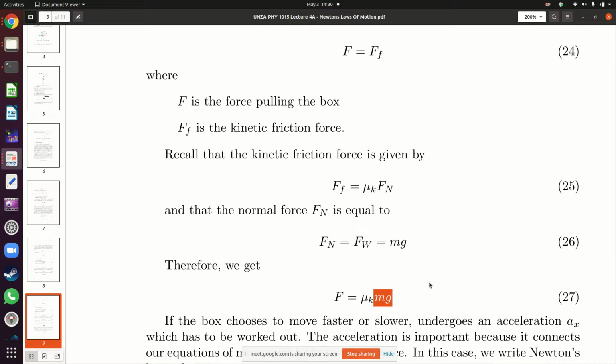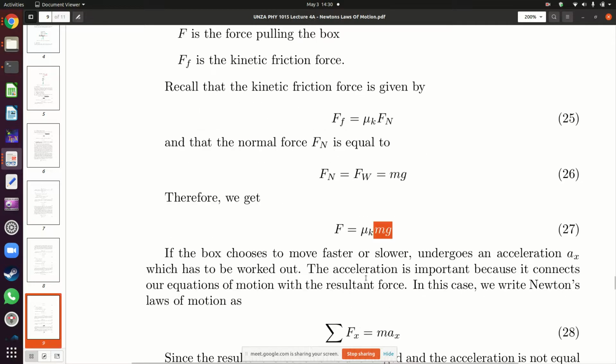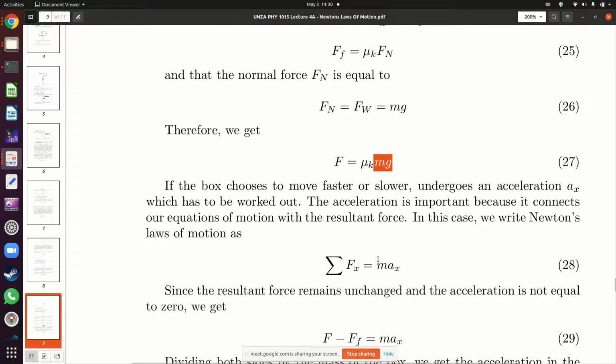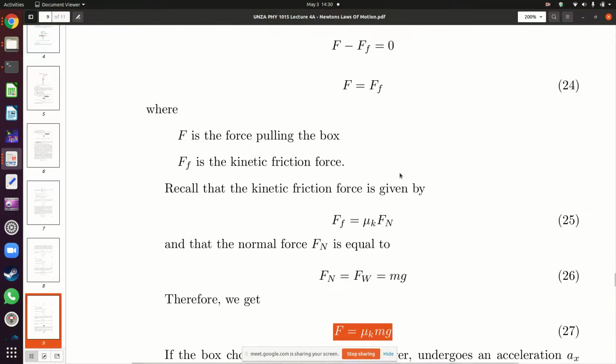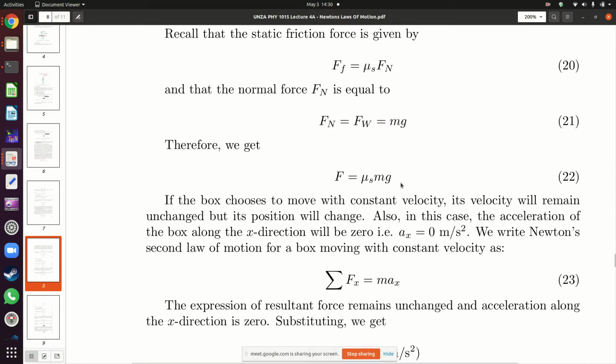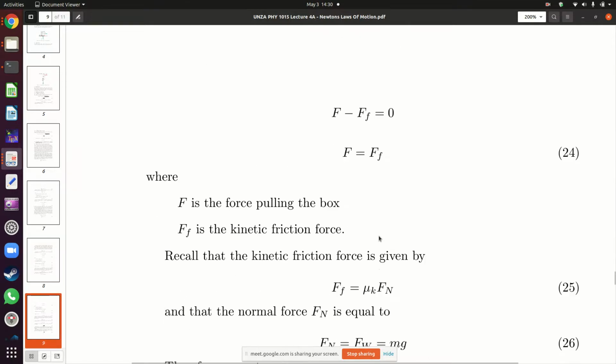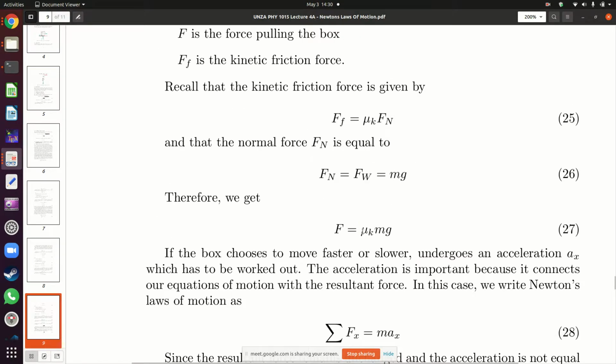Your pulling force is going to be equal to the coefficient of kinetic friction multiplied by the weight of the object. Now, the pulling force when your object is moving looks similar to the force when your object is not moving. The difference here is the coefficient. Equation 22 has a coefficient of static friction. Equation 27 has a coefficient of kinetic friction.